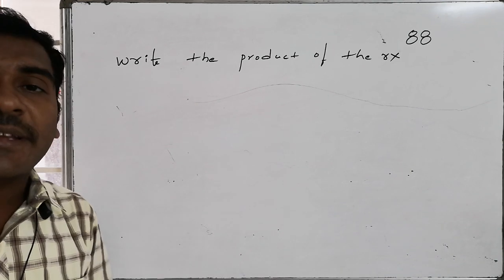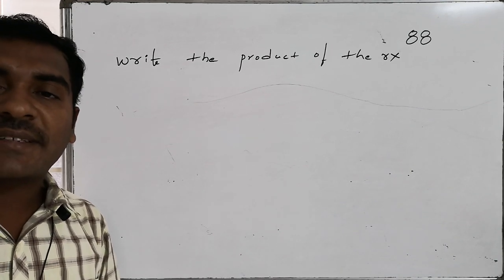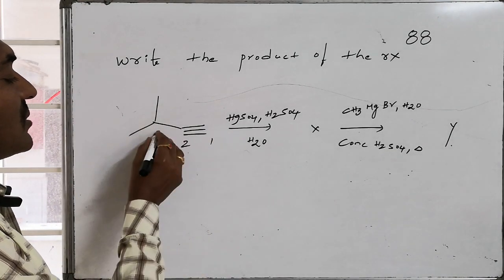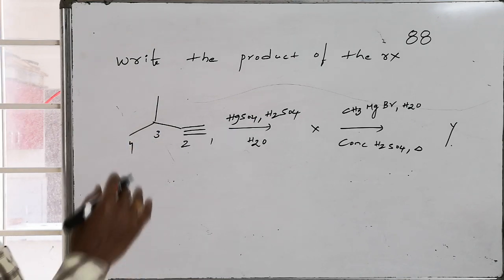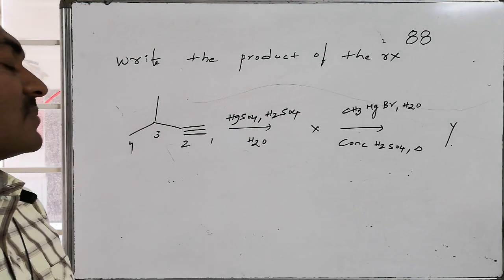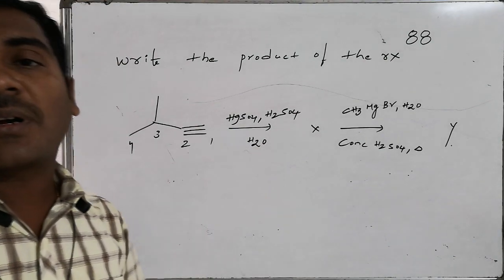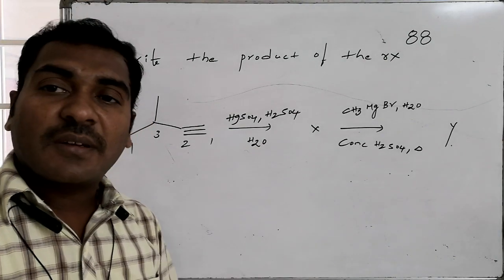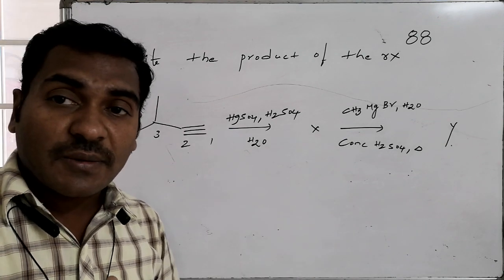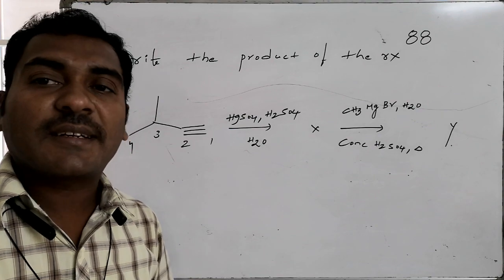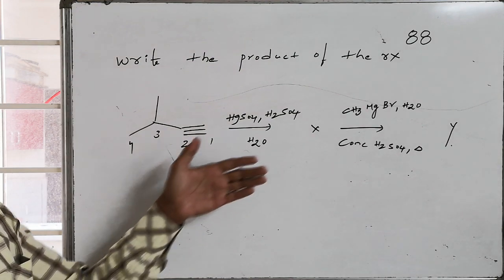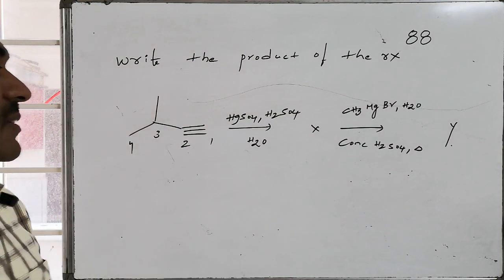Next, write the product of the following transformation. The reaction conditions are given: this is 1, 2, 3, 4, that is a 3-methylbut-1-yne system allowed to react with sulfuric acid in the presence of Hg2 plus, that is addition of water, which results in a new compound, X. This X on reaction with methyl magnesium bromide, followed by addition of water, followed by heating in the presence of a dehydrating agent like concentrated sulfuric acid, results in a new compound Y. We are asked to find the final product Y in the transformation.